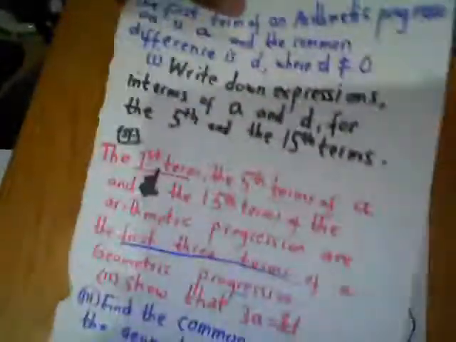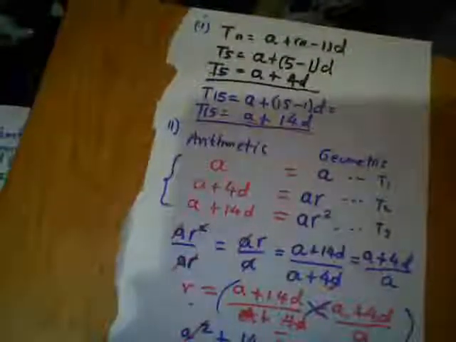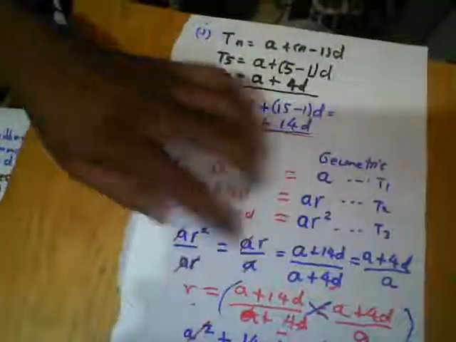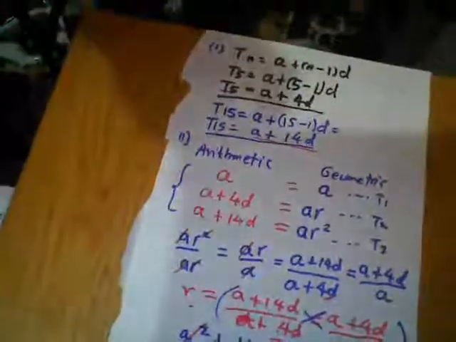For the last part, they say find the common ratio of the geometric progression. To get the common ratio of the geometric progression, I'm going to take from this term here. To get a common ratio from this part right here, we have r.